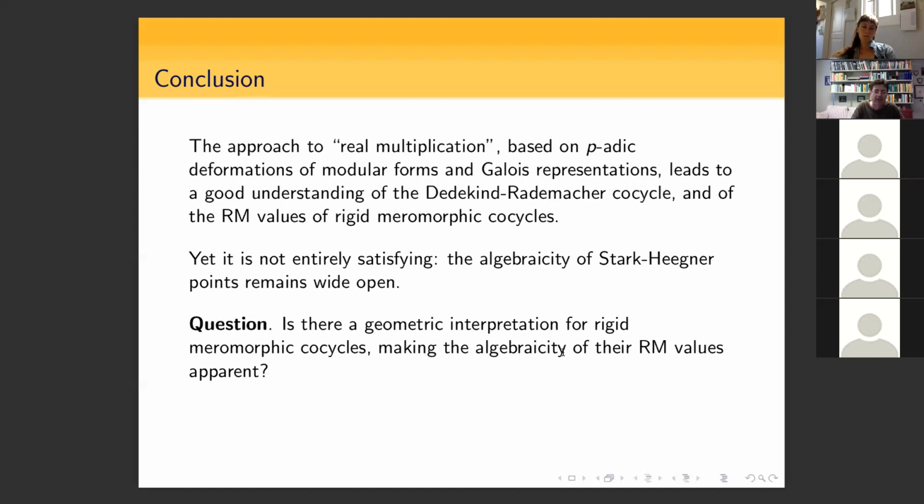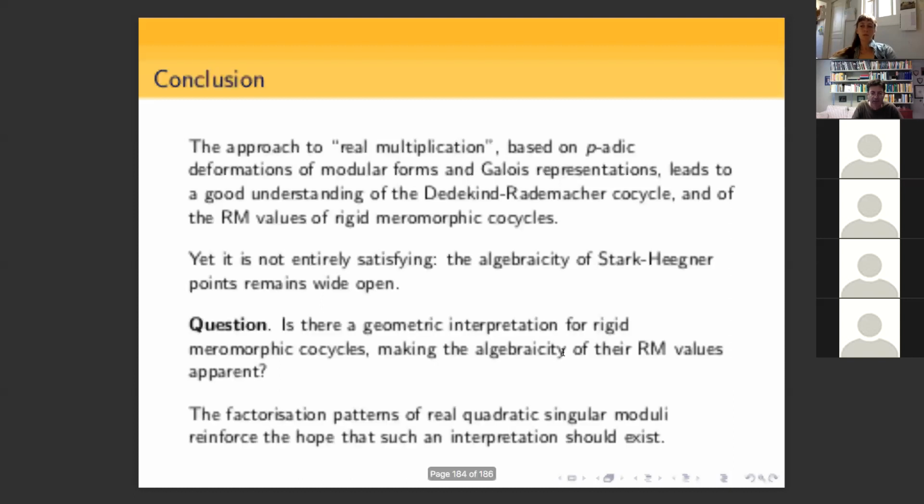And so the question that this talk leads to is whether there is a geometric interpretation of rigid meromorphic cocycles analogous to the theory of p-adic uniformization of Shimura curves and the theory of complex multiplication on Shimura curves, which would make the algebraicity of these RM values immediately apparent. That's what we would really like to understand.